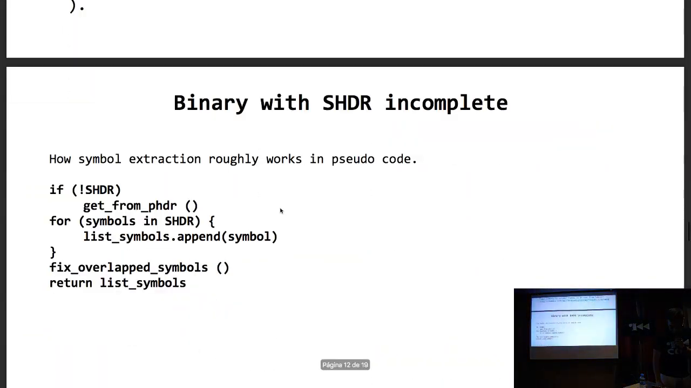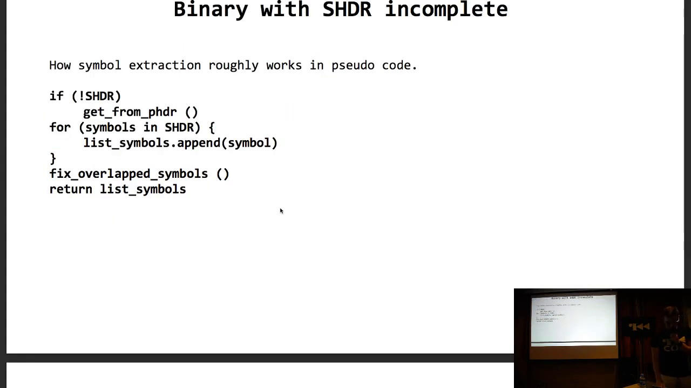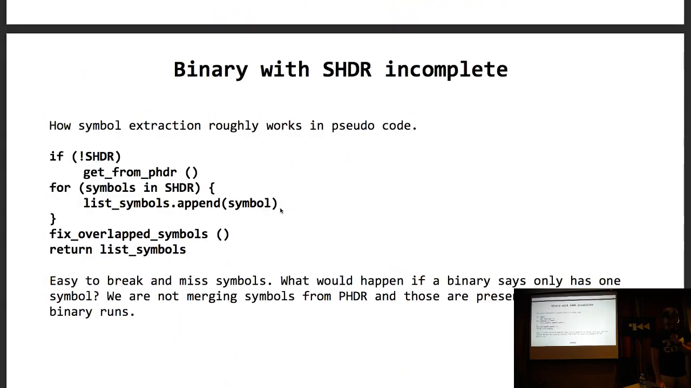And another example that is now broken in Radare is basically the symbol code. It is this: if we don't have the section header, get the symbols from the program header. Otherwise, get all the symbols from the section header, fix overlapping symbols, and return. Okay. But it's easy to break.